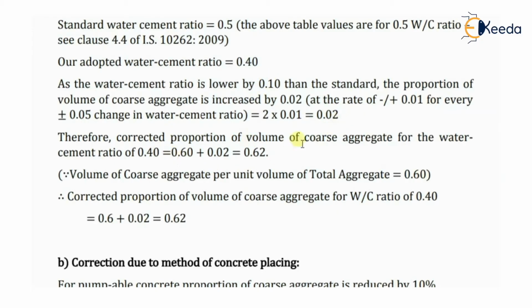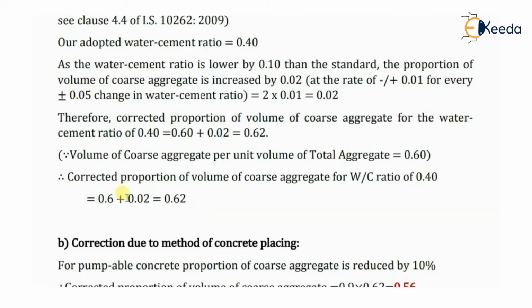Therefore, the corrected proportion of volume of coarse aggregate for the water cement ratio of 0.40 will be 0.60, that is the standard value which we have taken from table number 3, and we make one correction. We add 0.02 to it, which comes as 0.62. So the corrected proportion of volume of coarse aggregate for water cement ratio of 0.40 will be 0.62.